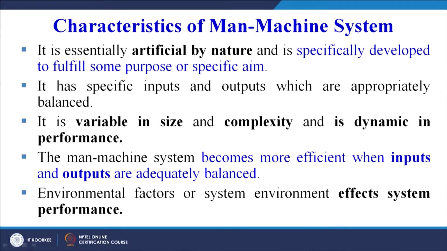Already we know what a man machine system is. We have understood the definition, we have taken one or two examples also. We have understood the interface and the control which link the two, the man and the machine. Now let us see what the characteristics are overall. It is essentially artificial by nature, created by the work study analysts or the production managers, and is specifically developed to fulfill some purpose or specific aim.